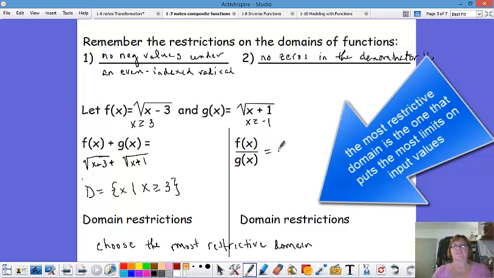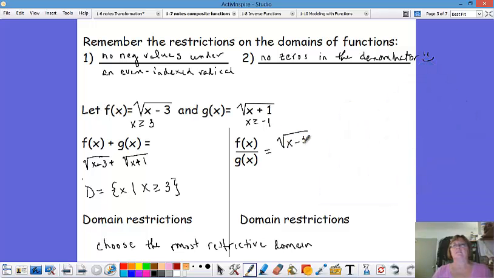This just calls for us to look at a division of these two: root x minus 3 over root x plus 1. And we're not supposed to have that radical in the denominator, so the best thing that we could do is rationalize. We're going to multiply the top and bottom of this fraction by that same thing, root of x plus 1, which gives a perfect square in the bottom.